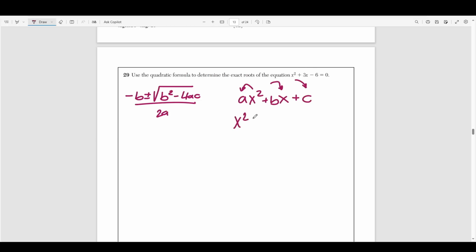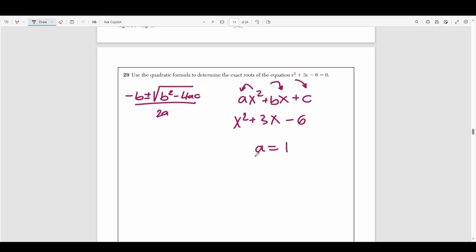So in this case, x squared plus 3x minus 6, our a is actually going to be 1. Remember that 1 times x squared is still equal to x squared, and that there's always going to be an imaginary 1 whenever you're just left with x alone. There's always an imaginary 1 in front of it. So our a is equal to 1.